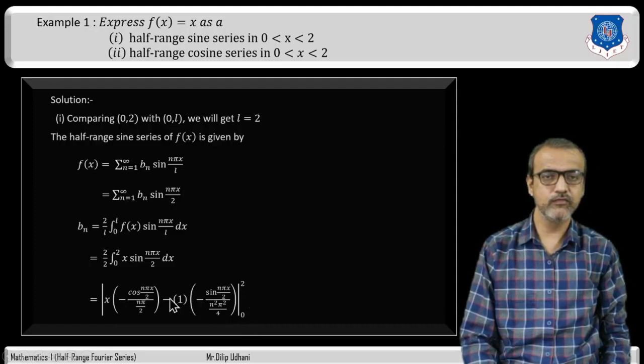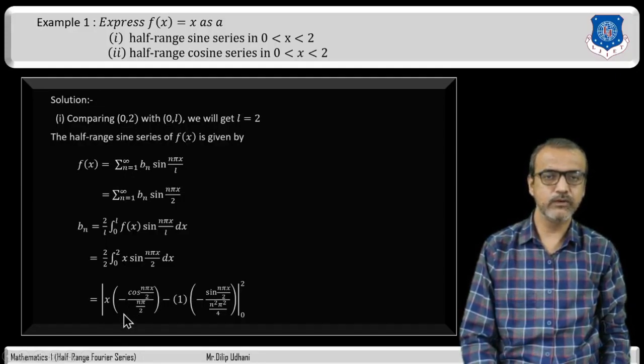First of all, we will put the upper limit x equals 2. So it will become cos 2n pi by 2. So 2 will cancel out, and it will become cos n pi. And the value of cos n pi is minus 1 to the power n. And here you have to replace x by 2. And this minus sign will be as it is.